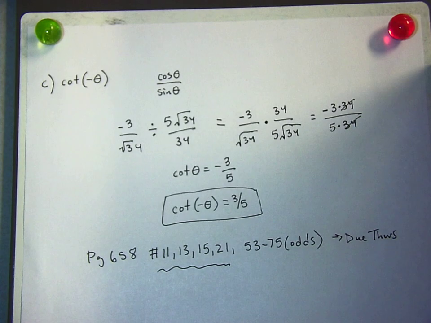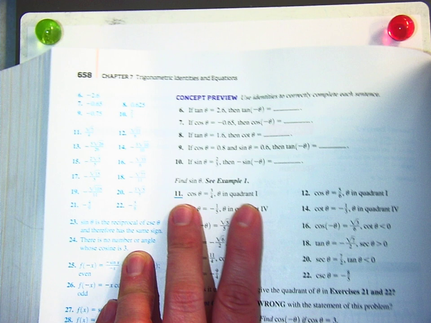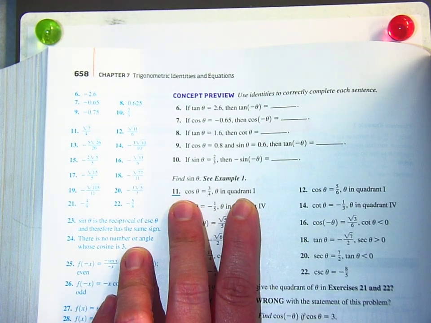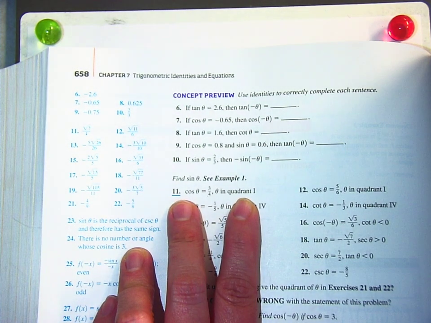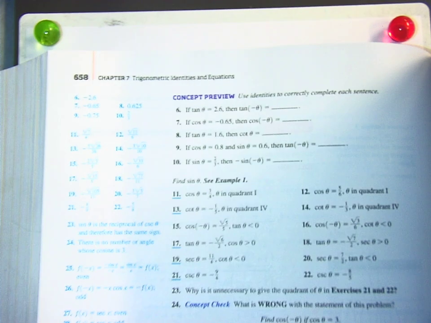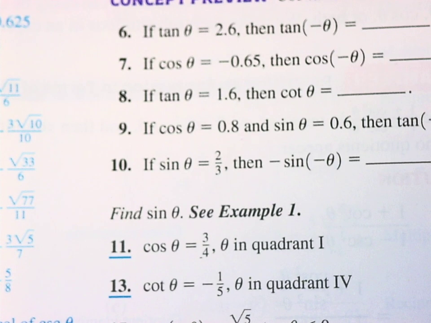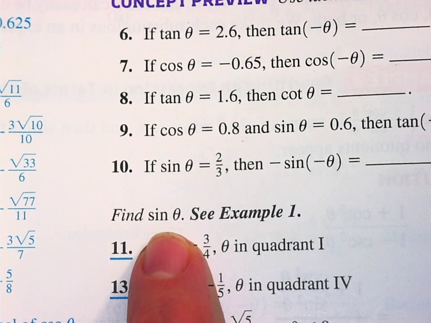The questions are what? 11, 13, 15, and 21, right? Okay, let's look at 11. 11 says cosine equals 3/4 and the angle's in quadrant 1. I just got asked by Wyatt if you have to find all 6. Do you see on the directions right here, it says find sine. You just have to find sine on all 4 of these.